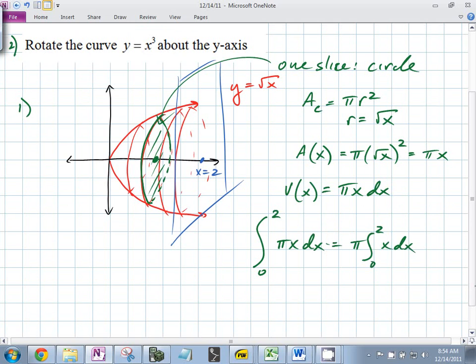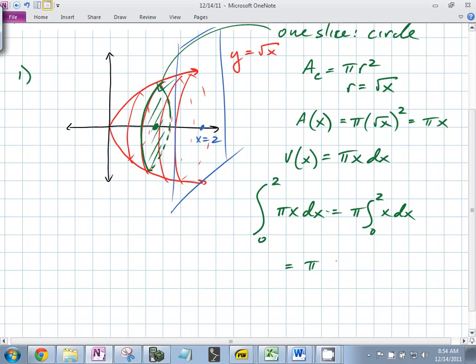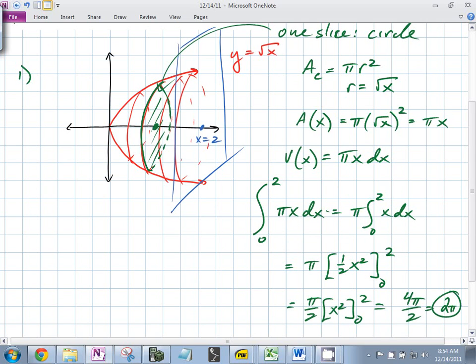Is that about as straightforward as it gets? Yeah, that's pi times 1 over 2 from 0 to 2. So that's going to be pi over 2 x squared from 0 to 2, which is just going to be what? 4 pi over 2, which is 2 pi, right? You plug in 0 at 0. That's it. Now here's the thing.